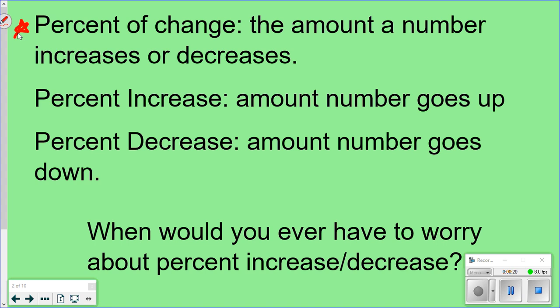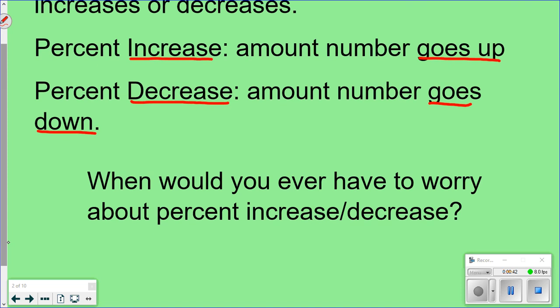So something might increase from $10 to $15, and we're going to find out the percent that it went up, or maybe in your case it could also go down. You all should already know that increase means how much something goes up, and decrease means how much something goes down. You don't necessarily need to write this because I hope you know that already off the top of your head.